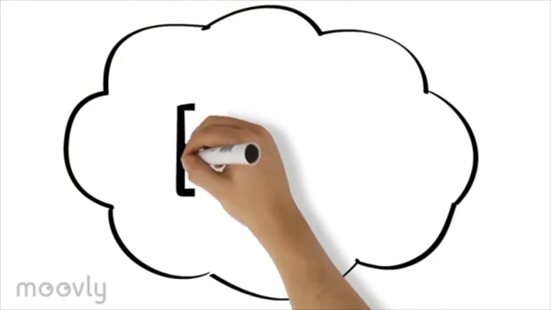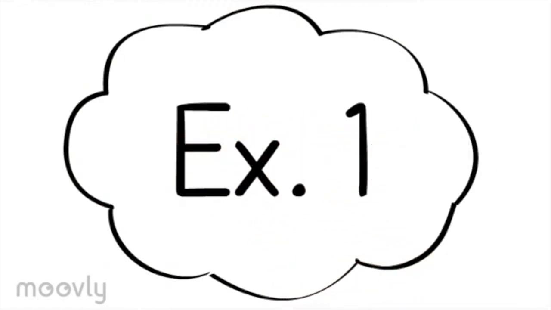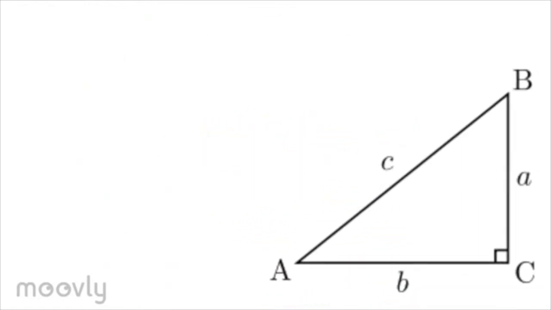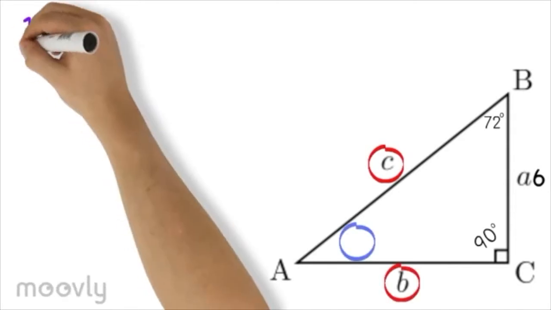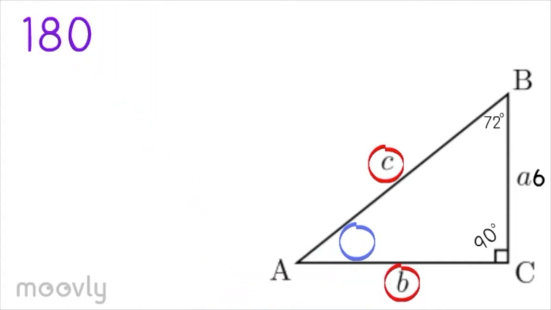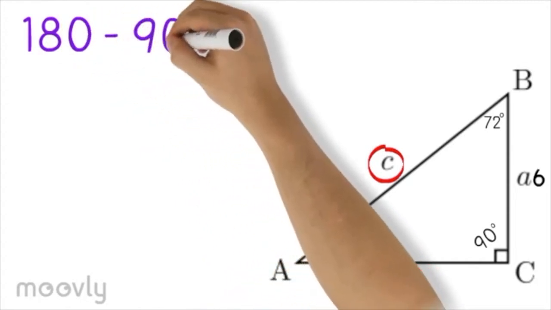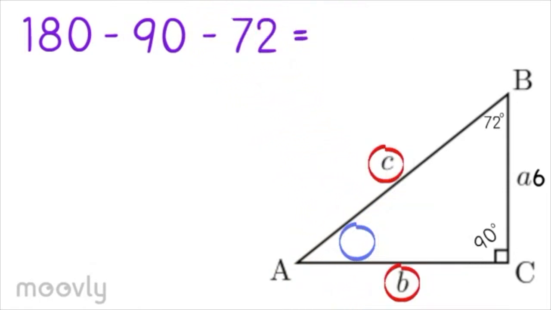So in your first example, you will get a right triangle with the angles of 90 and 72. You will have the length of A, which is 6, and you'll have to get the length of C, angle A, and length of B. All angles in a triangle add up to 180 degrees, so you subtract 180 minus 90 minus 72, which will equal your last angle, 18.